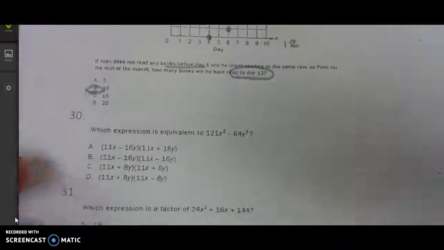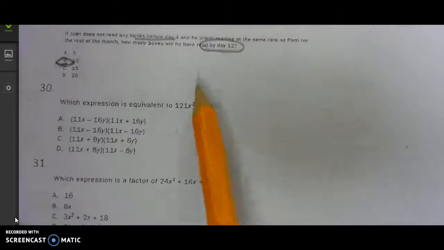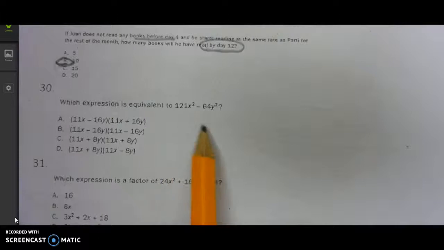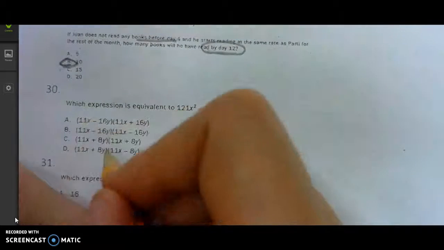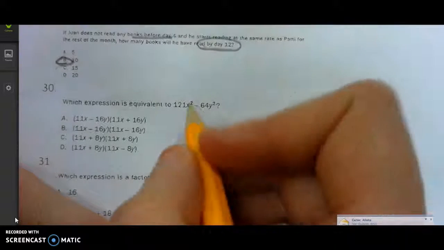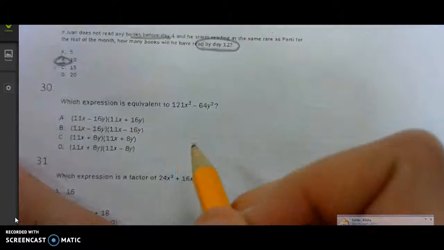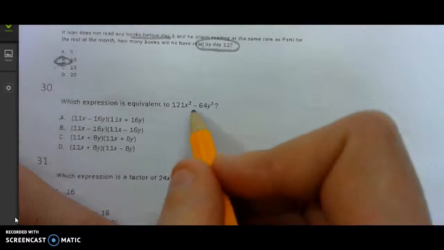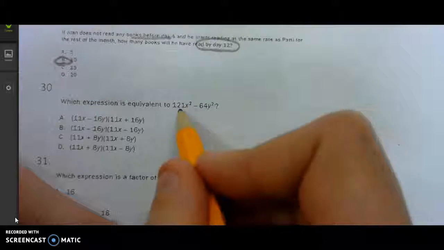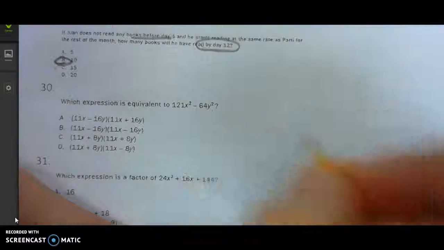Last one for this video is number 30. Which expression is equivalent to 121x squared minus 64y squared? All we're asking you to do here is factor. So I'm going to find the square root of each one because this is the difference of squares. Remember, if I have a negative in the middle and squared things on both sides, I can just simplify that by factoring it this way.